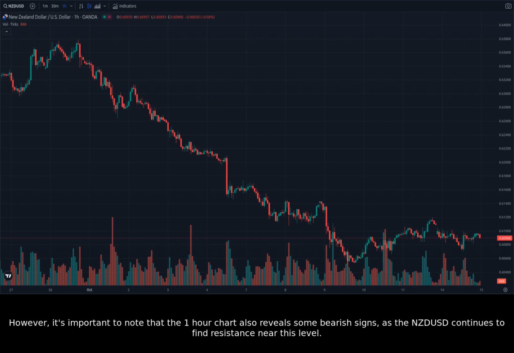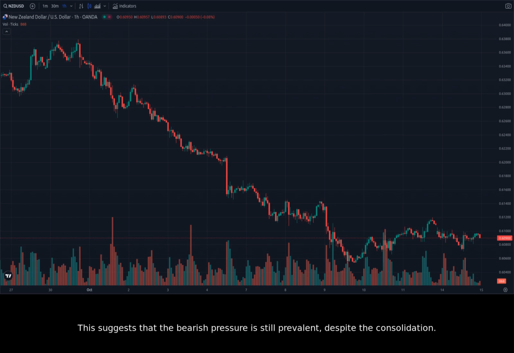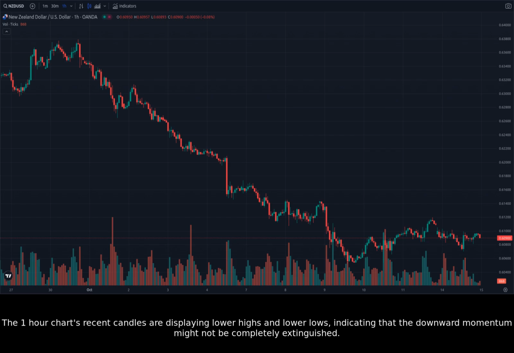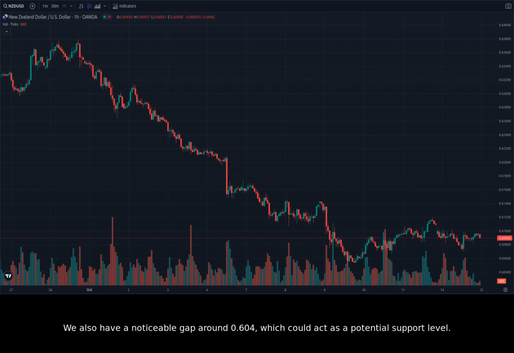However, it's important to note that the 1-hour chart also reveals some bearish signs, as the NZDUSD continues to find resistance near this level. This suggests that the bearish pressure is still prevalent, despite the consolidation. The 1-hour chart's recent candles are displaying lower highs and lower lows, indicating that the downward momentum might not be completely extinguished. We also have a noticeable gap around 0.604, which could act as a potential support level.